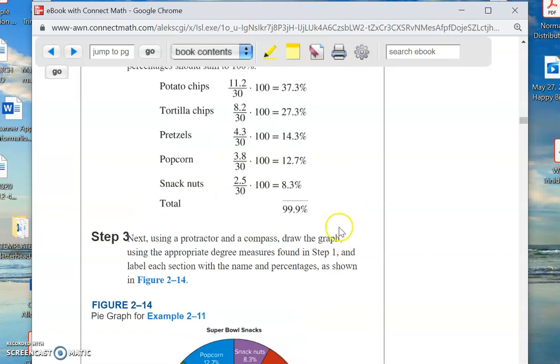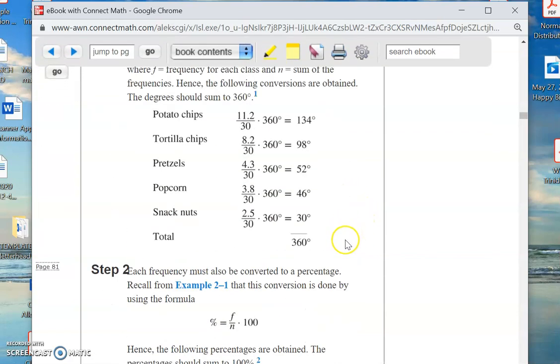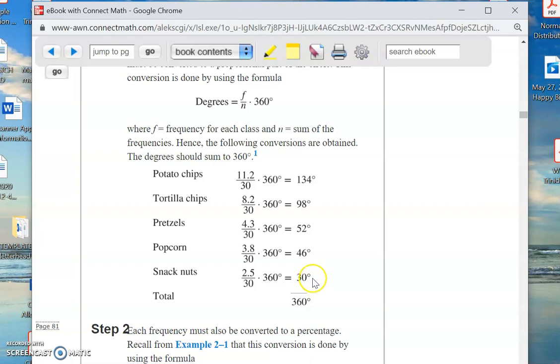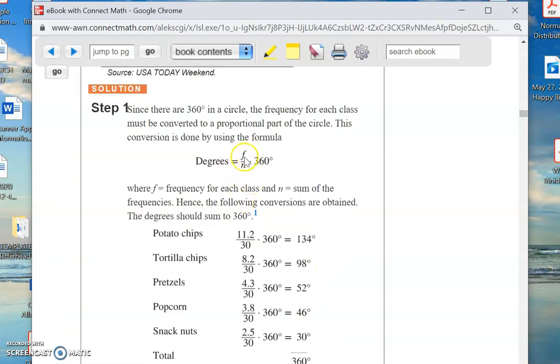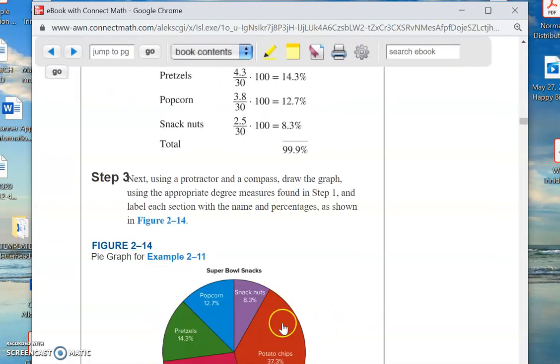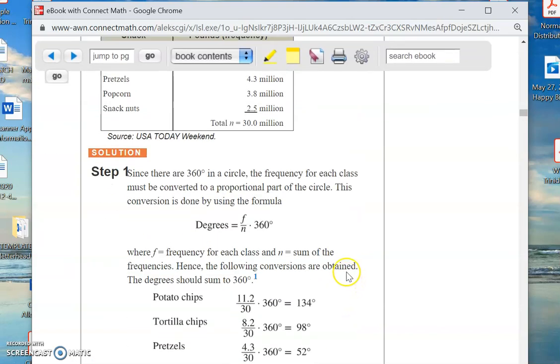Obviously, the percentages have to add up to 100%, to say the least. The only thing I can see here that might drive you nuts is how do you get these percentages? Well, it's always going to be the same thing. It's going to be F over N. F is the frequency. How often does it happen? What's the actual number of, what are we talking about here? Snacks. The number of snacks.